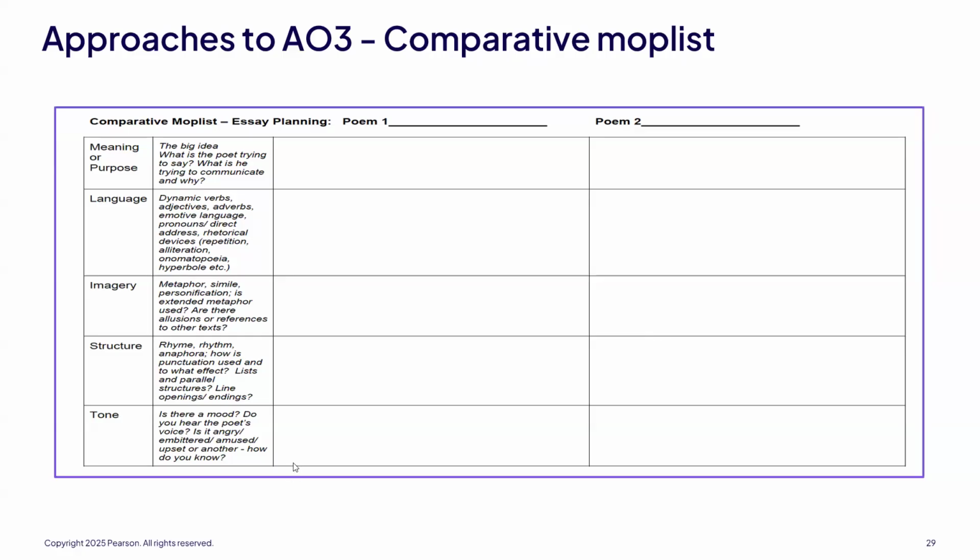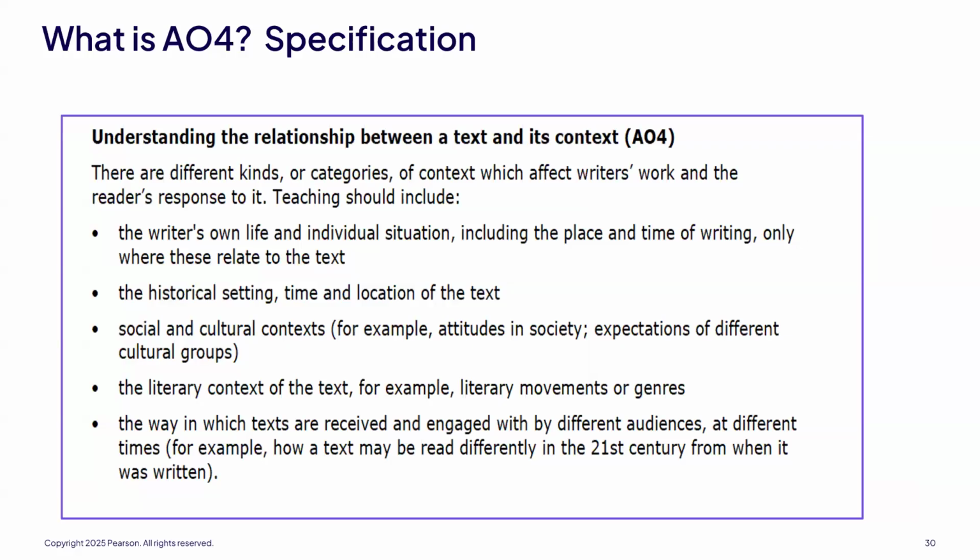Okay, so moving on, we've done AO1, AO2, AO3, and we're just going to have a little look at AO4. So this is taken from the specification. Just a reminder, the specification for AO4 is in your download today, and it gives different kinds of contexts, and it might be very helpful for your students. Of course, not all of them have to be covered, and it's imperative that the students are taught AO4 holistically, because it needs to be part of their argument and not bolted on.